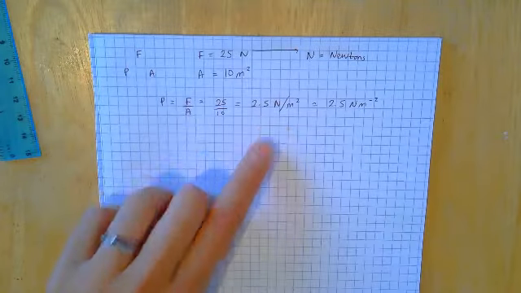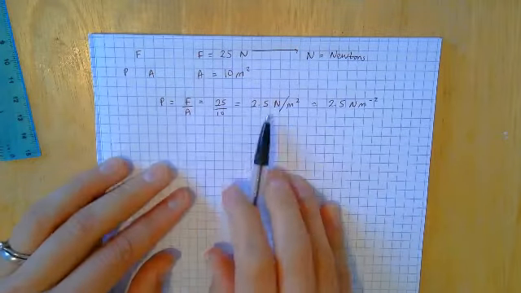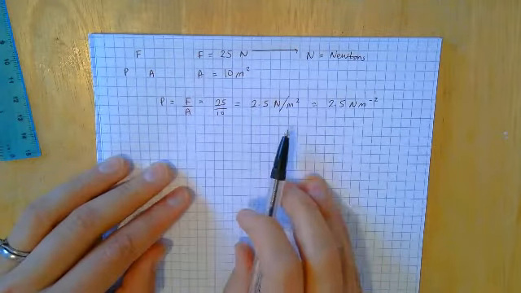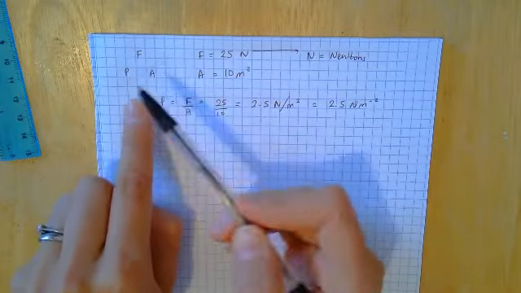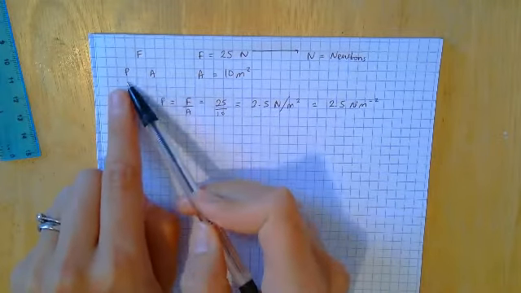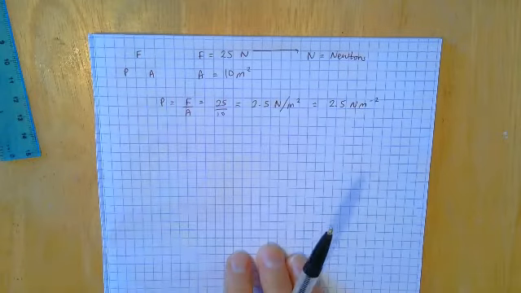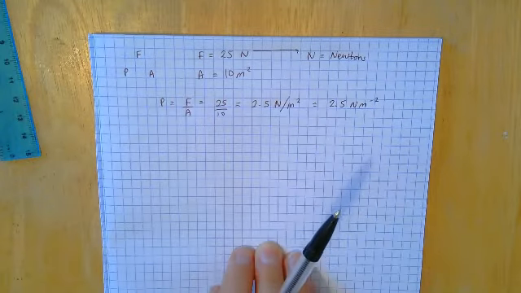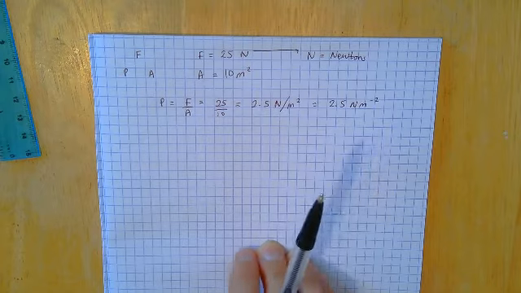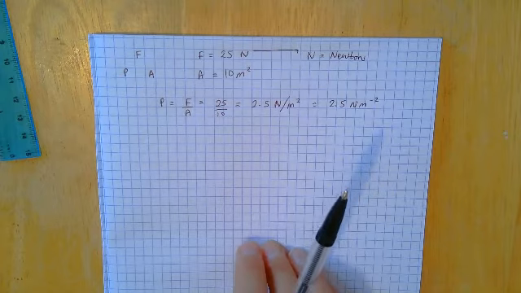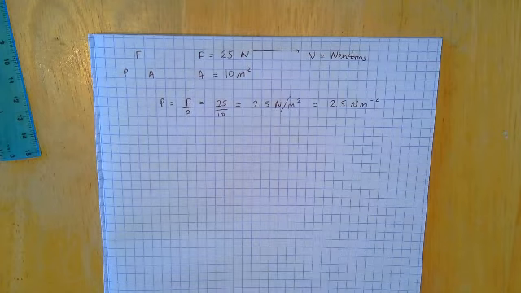We could write it like that. Either of those is fine. So newtons per metre squared. And again, that will change based on the question. If I want area, I would do force divided by pressure. If I want force, I do pressure times area. Okay, so they're the 3 new triangles that I'd like you to be aware of.